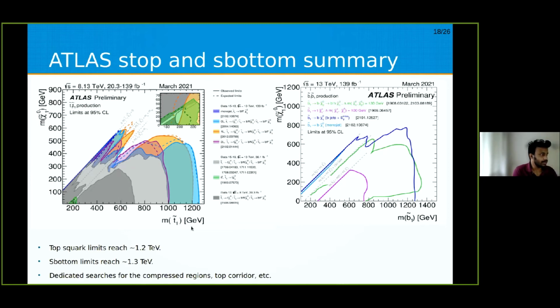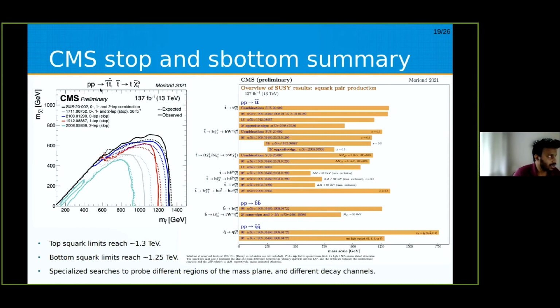So the top squark limits reach up to about 1.2 TeV, and the sbottom limits reach up to about 1.3 TeV. We have similar results from CMS.